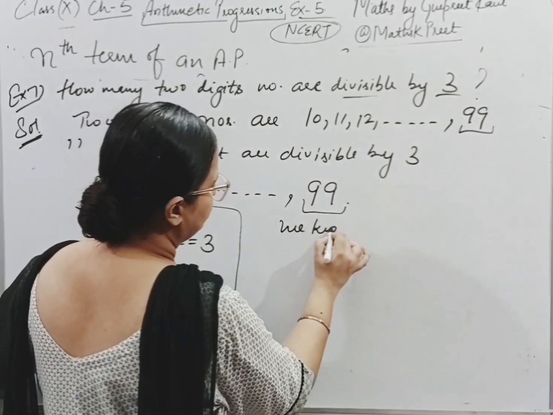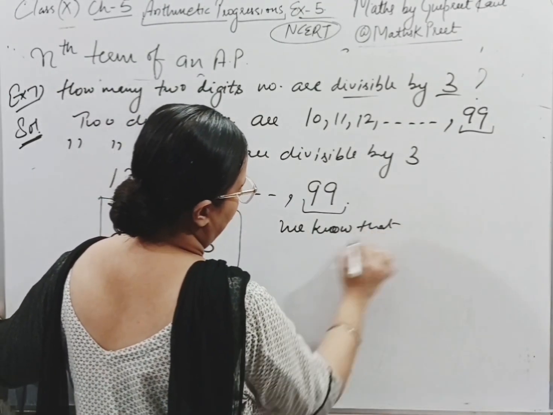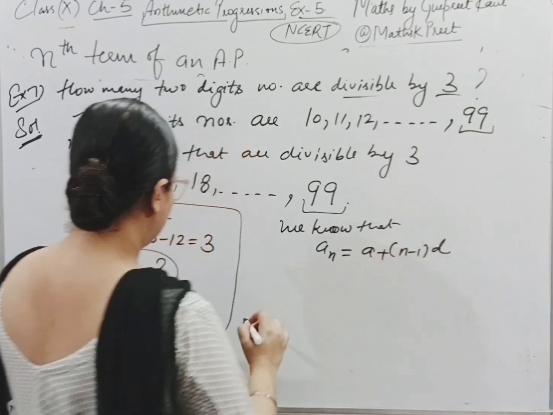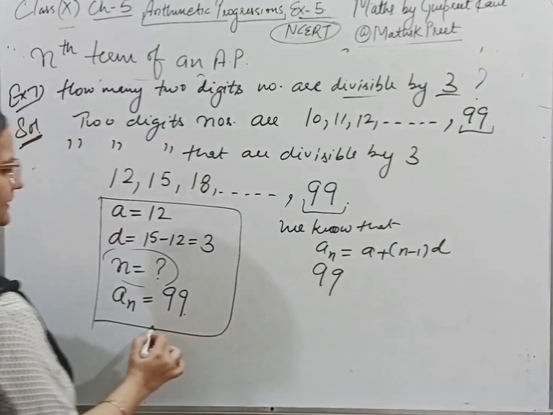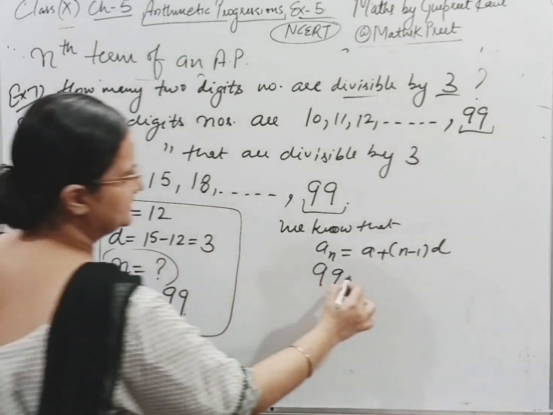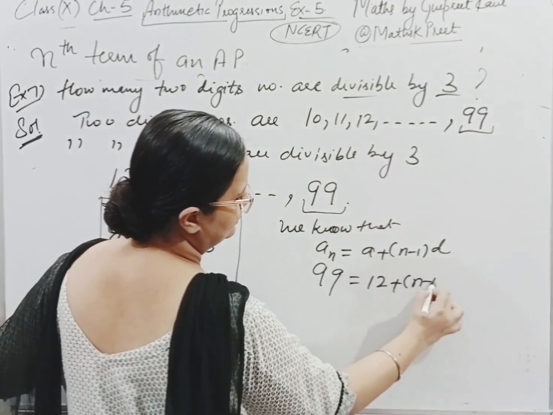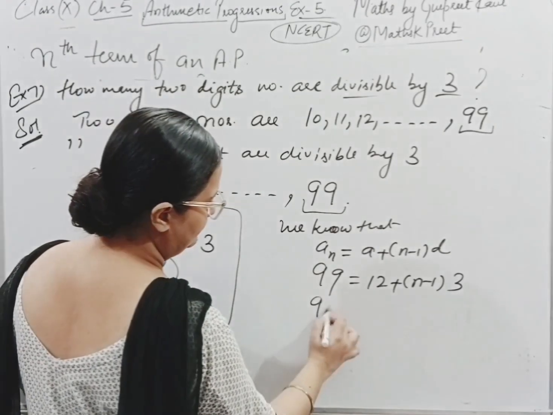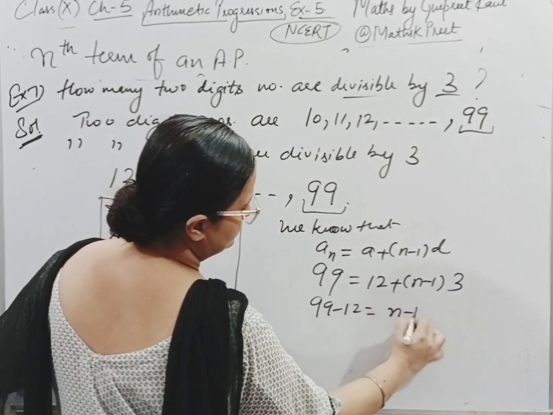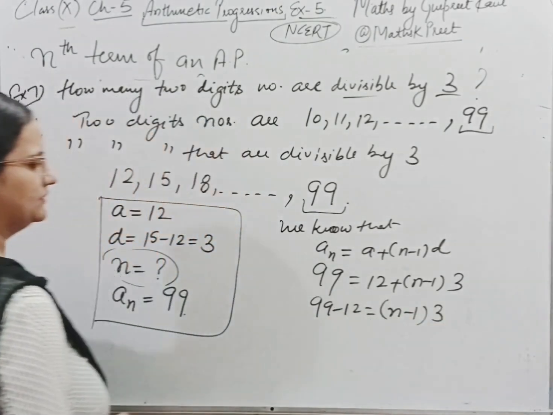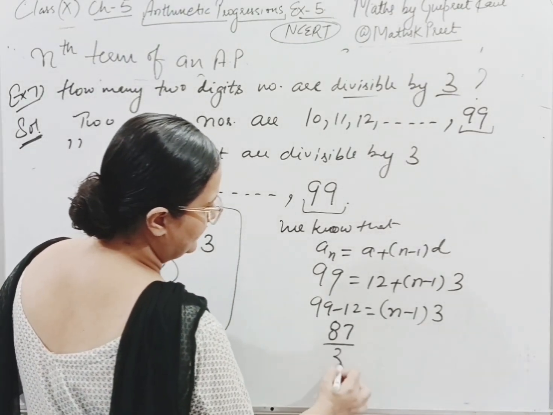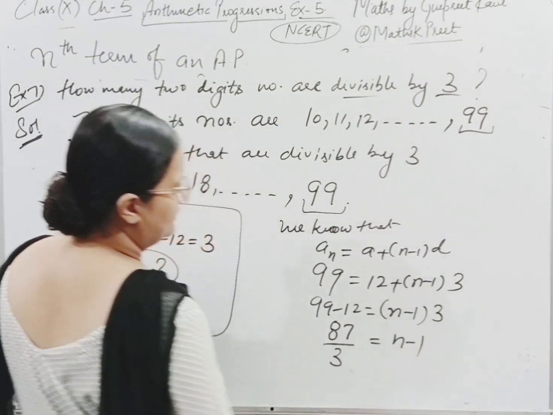We know that an is equal to a plus n minus 1 into d. So an is equal to 99 here, a is 12, d is 3. 12 plus n minus 1 into 3, where n we don't know. So 99 minus 12 is equal to n minus 1 into 3. So here I am getting 87. I'll take this 3 down and I am left with n minus 1.